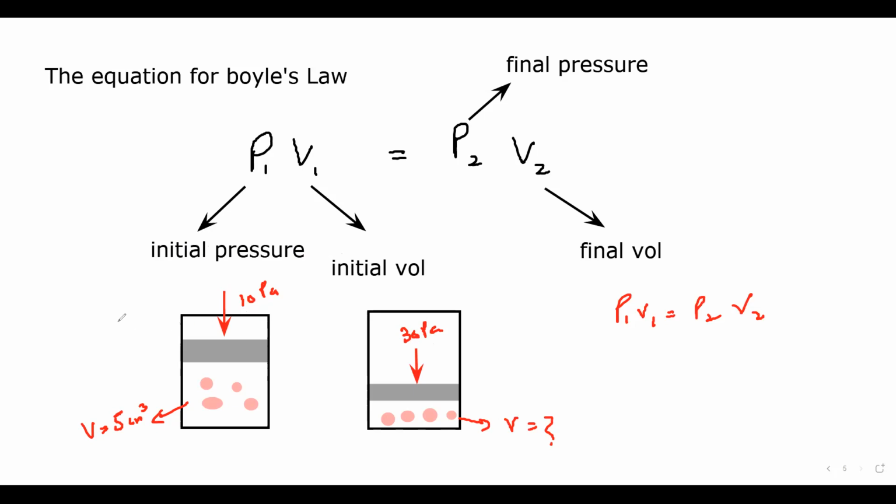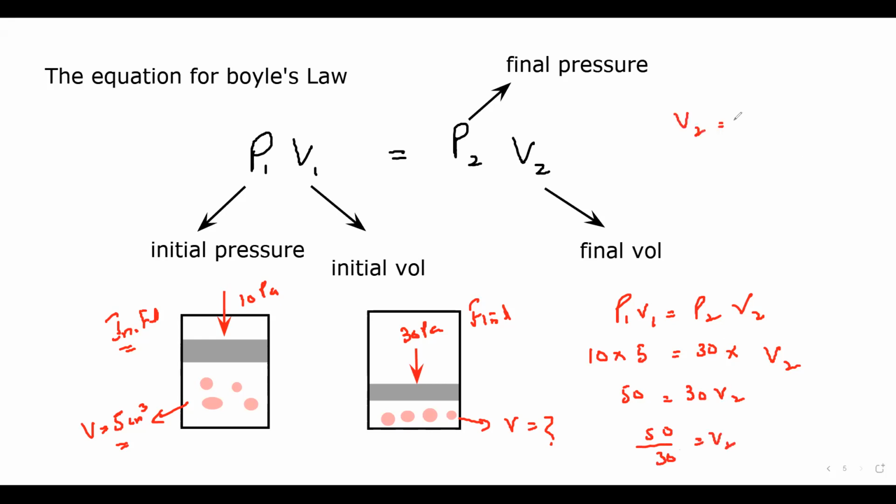What is the first pressure, initial? At the beginning, the pressure was 10 Pascal. What about the initial volume? That is 5. Final pressure, the new pressure, that is 30. What about the final volume? We don't know, so it's V2. So when we solve 10 multiplied by 5, that is 50 equals 30 V2, or 50 divided by 30 equals V2.